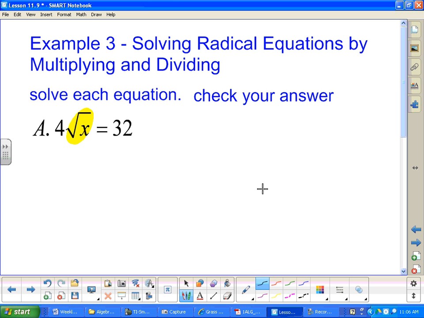Now, you could do this problem without getting rid of it first, but to guarantee your success, it would be a good idea to get rid of it first of all. So we're going to divide both sides of this equation by 4 because we're going to undo that multiplication by 4. So we get the square root of x equals 8. And then square both sides. So x equals 64.